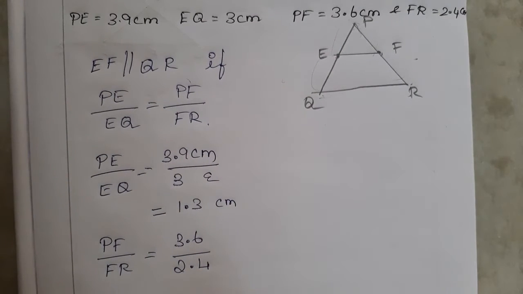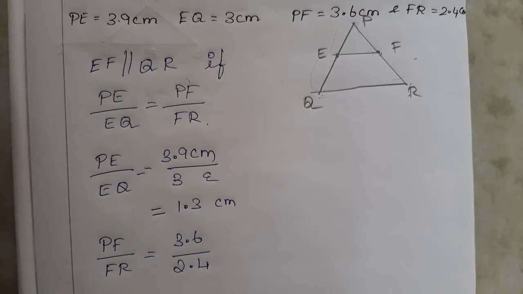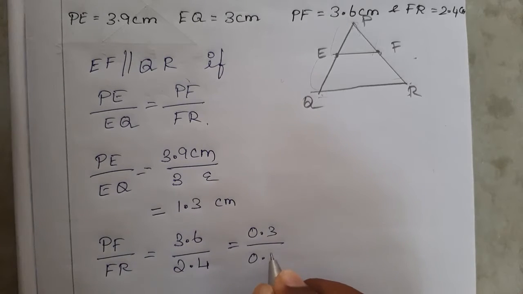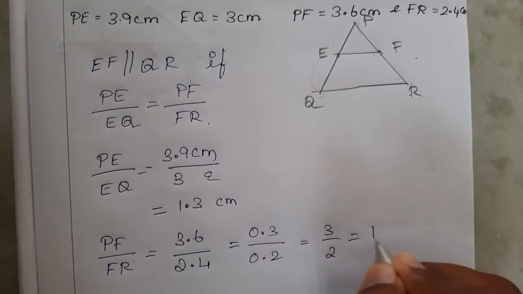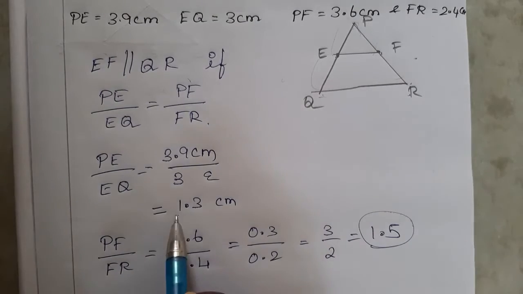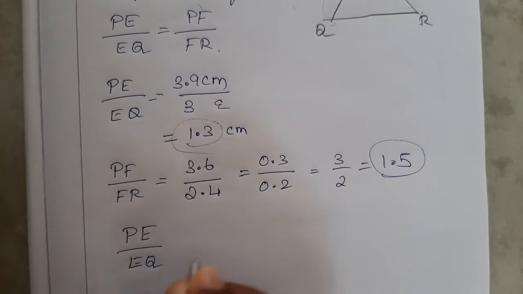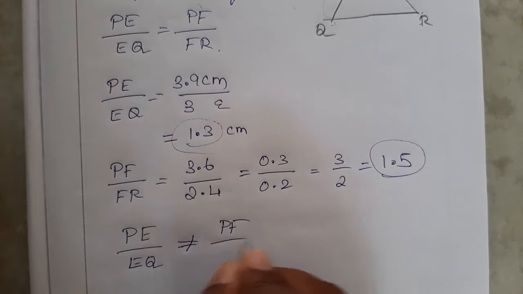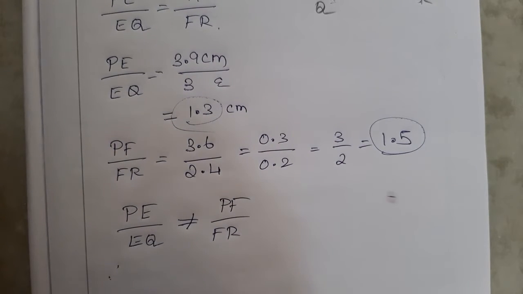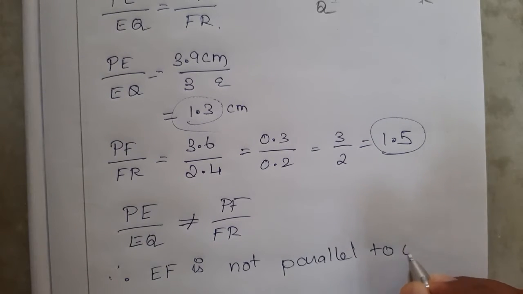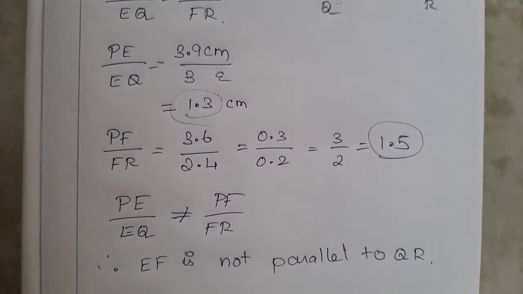If we divide by the 12, we will be getting 0.3 by 0.2, which we can write as 3 by 2, which is equal to 1.5. So it is 1.5, and it is 1.3. So PE by EQ is not equal to PF by FR. Therefore EF is not parallel to QR. If it is equal, then it is parallel.